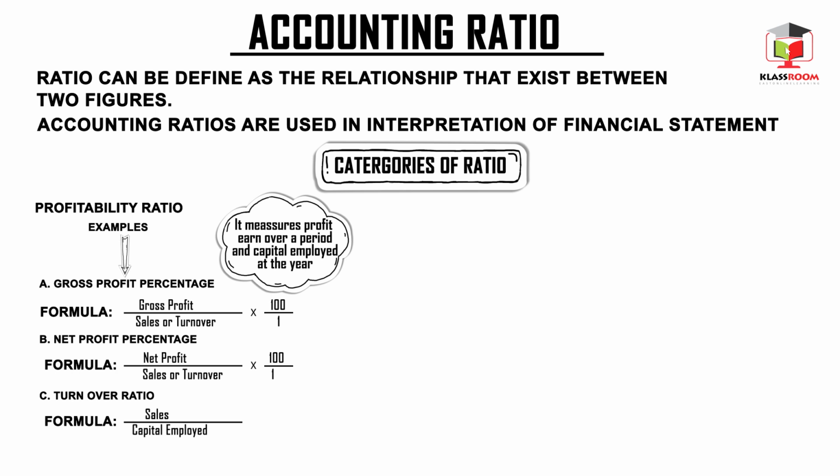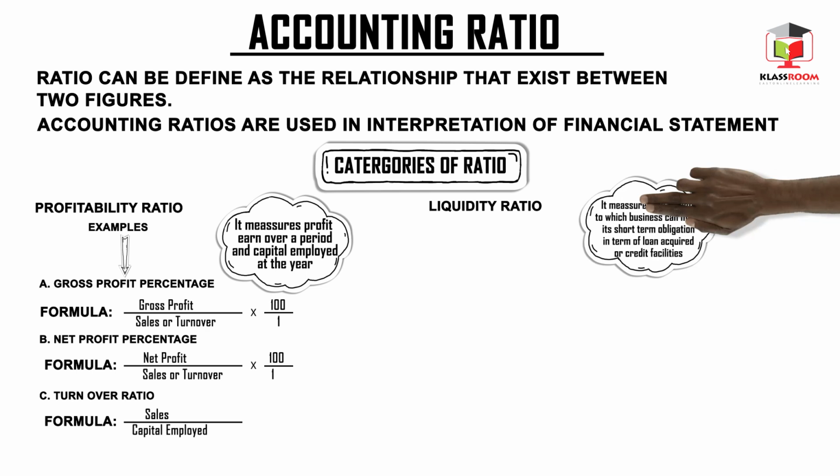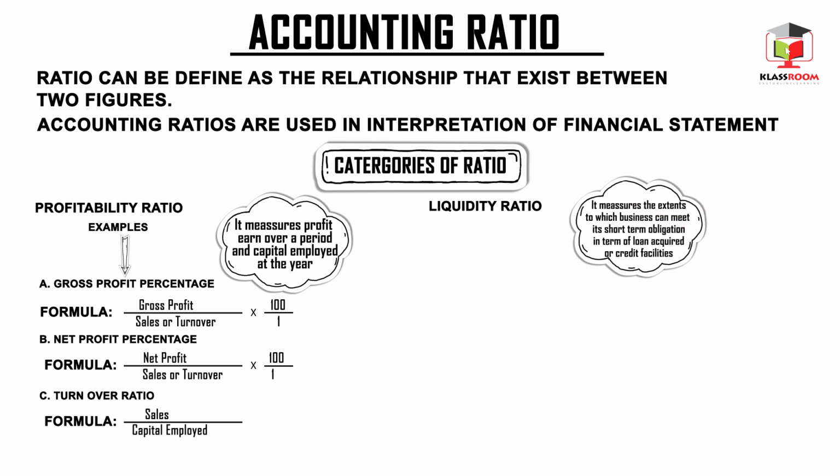Number 2 category under the accounting ratio is the liquidity ratio. The liquidity ratio measures the extent to which a business can meet its short-term obligation in terms of loan acquired or credit facility. If I obtain a loan or a credit facility for a specific period of time and it is not properly utilized, it will definitely have a side effect on the business. Then under the liquidity ratio, we have the following categories.